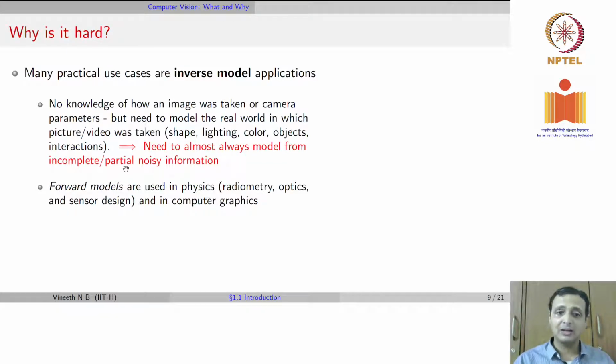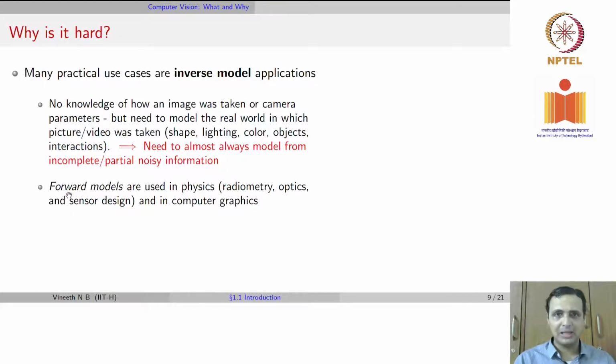And often in practice, we have to model this from incomplete, partial, noisy information. By that we mean there could be noise in the image. The noise could come from motion blur, from a noisy speck on the lens, from noise on the CCD or the CMOS silicon that captures the image, or from the processing elements involved at various stages of the pipeline. The noise could come from anywhere.